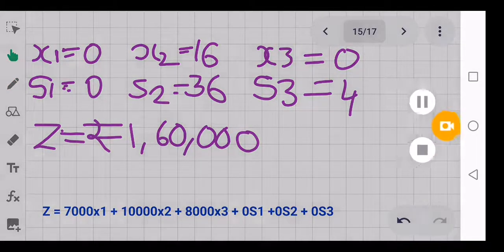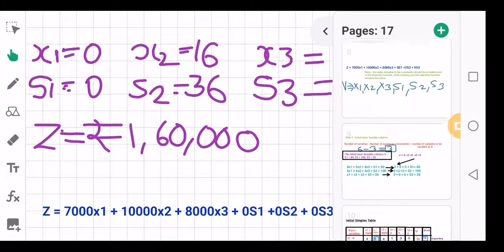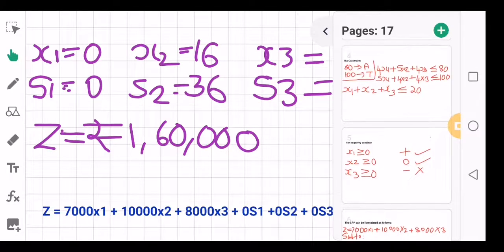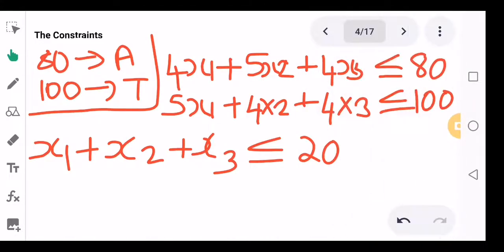And also there was this constraint. Let me go to the previous slide. If you remember, there is x1, x2, x3. These are the total cars that need to be produced. The total number of cars to be produced is 16. How did you find that? Because x1 is 0, x2 is 16, x3 is 0. That means 16 is the number of cars they are going to produce. Similarly, you can put everything in this equation and check for yourself.